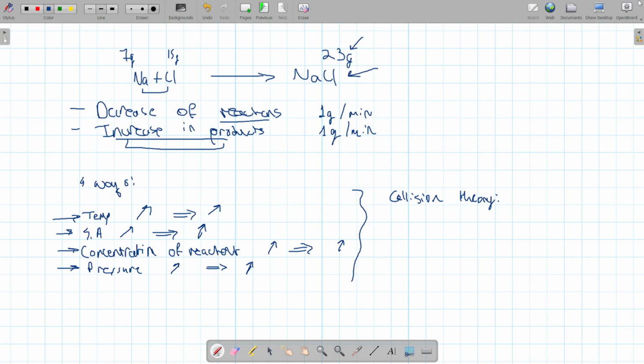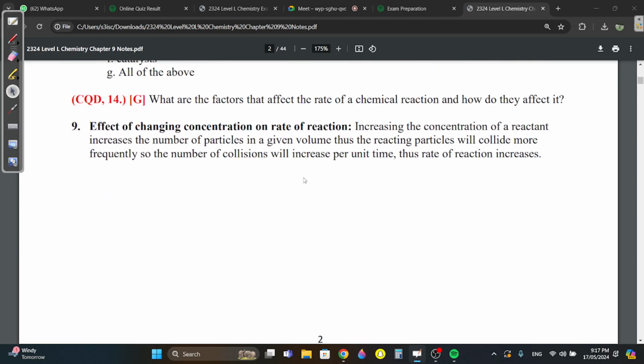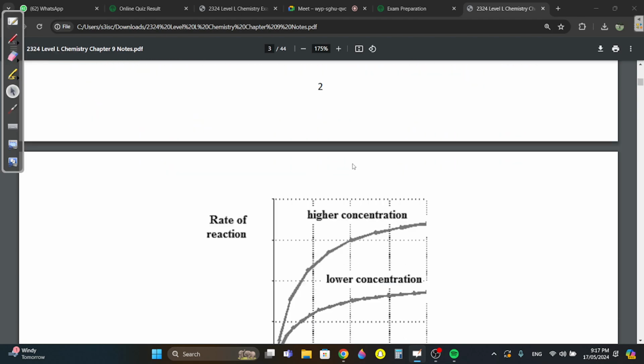Questions like this will come in the written. I think this question here will come in the written. Explain the effect of changing the concentration on the rate of reaction. You have to say this. I'm going to summarize it for you. You say increasing concentration of reactant increases the number of particles. Then you say there will be more collisions. They will collide more frequently, so the number of collisions will increase, and then the rate of reaction increases. These 3 points you have to write to get the mark. They'll probably give it as a 3-mark question.